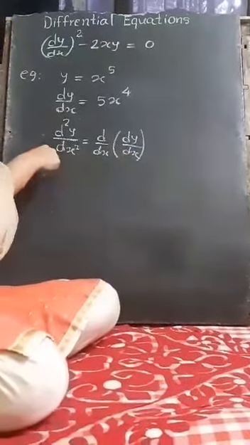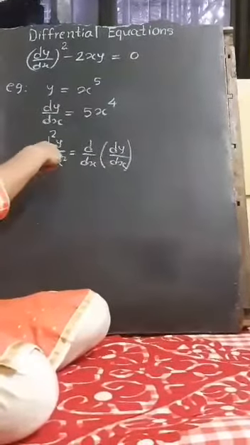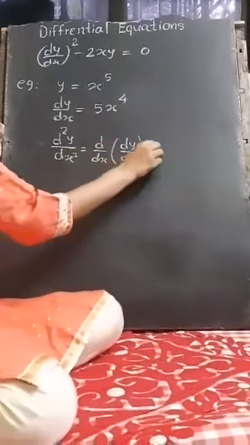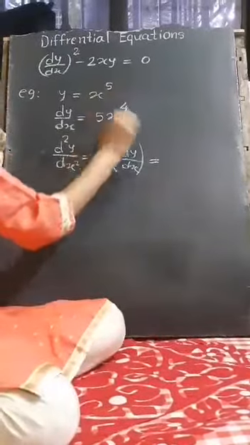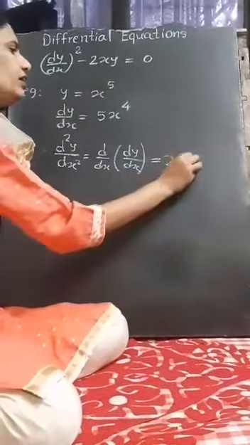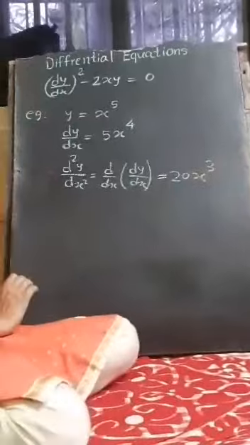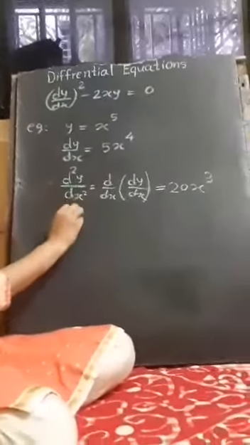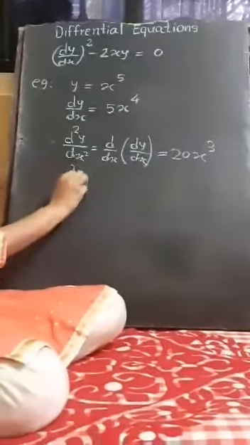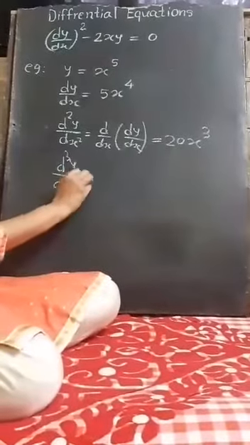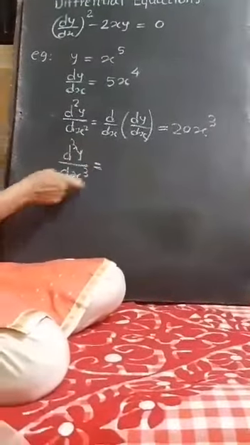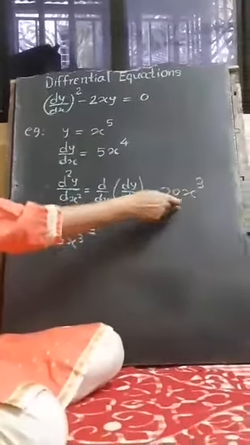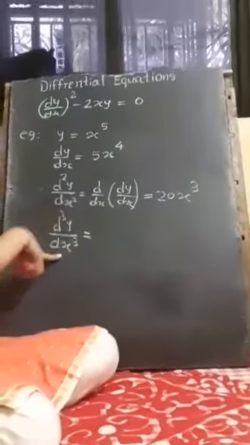Is this clear to everyone? What is d^2y/dx^2? We find the derivative of dy/dx. So what will be the answer? We find the derivative of this function again. It will be 20x^3. This is called the second order derivative. Likewise, we have d^3y/dx^3. It will be the derivative of d^2y/dx^2, so we find the derivative of this function again, and that is called the third order derivative.